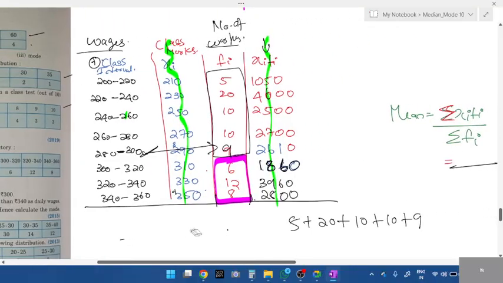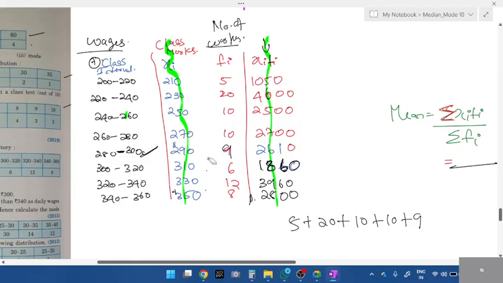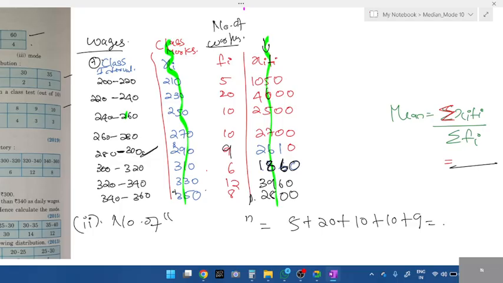Write that. Let me erase this. Write the statement. Write second question. Number of workers. Copy the entire thing, students. Copy from textbook is equals to, add this. 25, 35, 45, 45 plus 9 is 54.